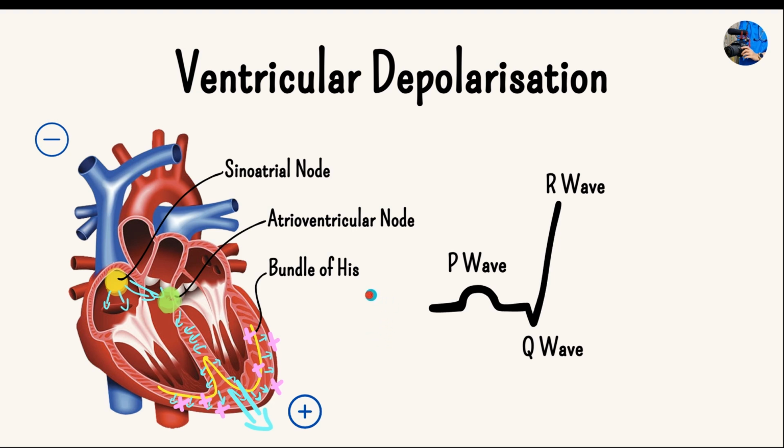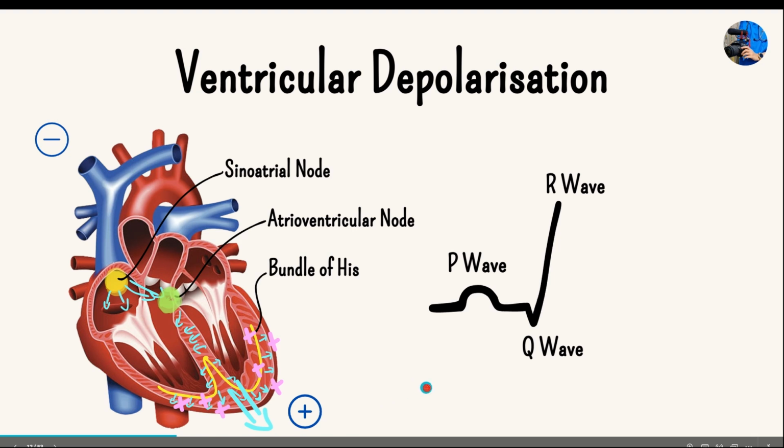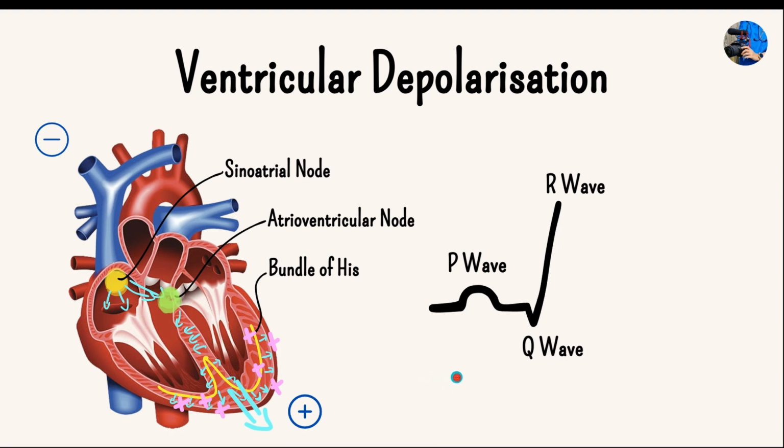We get this large positive conduction towards the positive electrode, and we know from our physics knowledge that anytime we get positive going towards a positive electrode, we get a big upward deflection, and in this case, it is called the R wave.